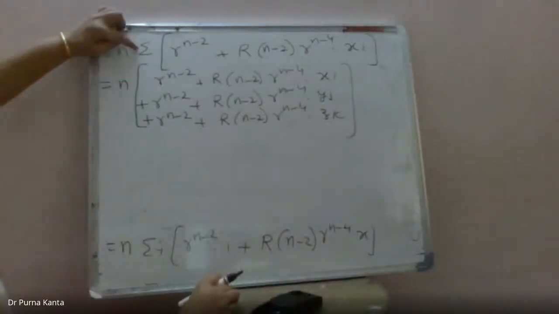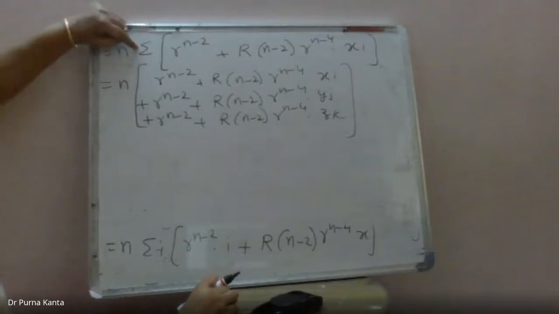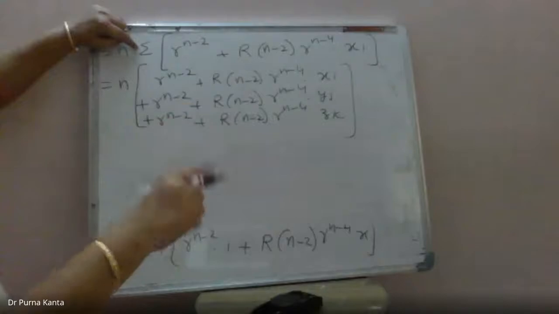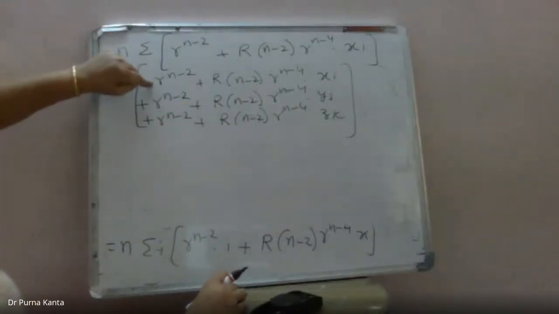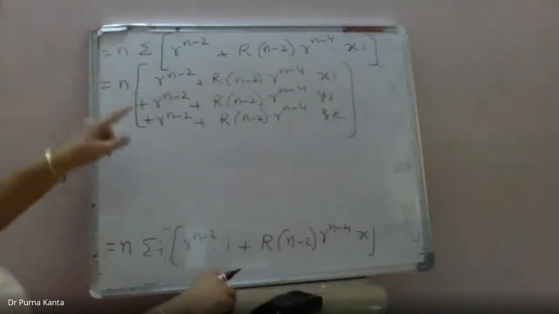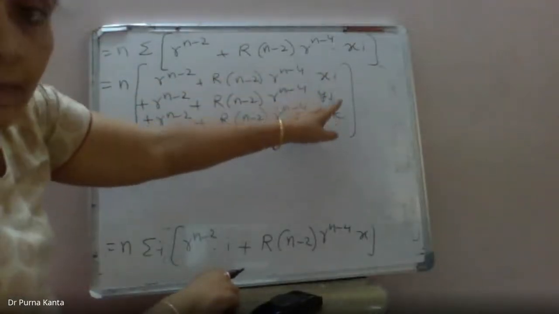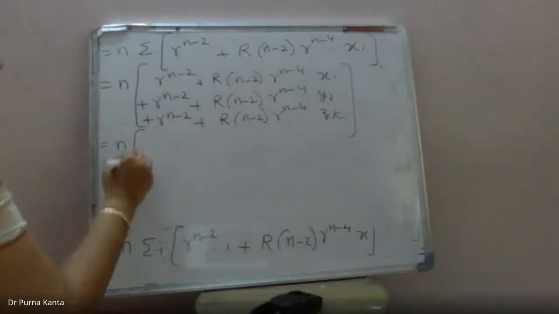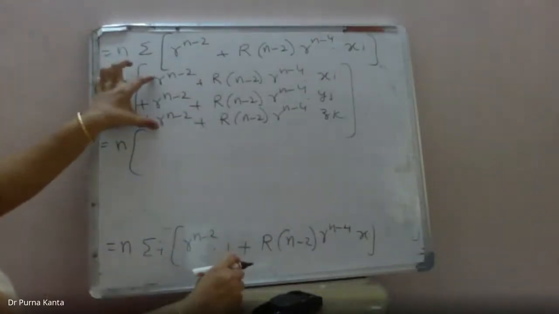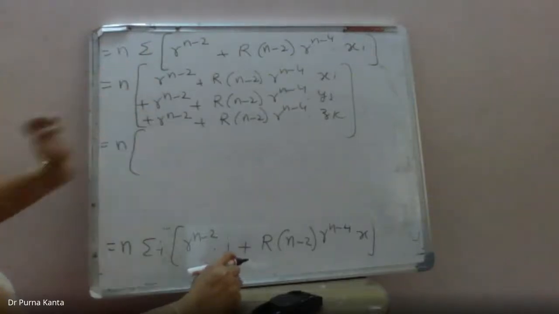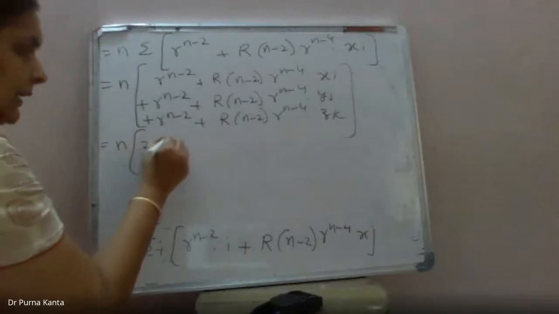See, I have expanded the sigma notation. What I told you in the last class, sigma notation means summation of all these terms with one cycle. So this is the first term. In the second term, we have replaced x by y, i by j. In the third term, y by z, j by k. One cycle we have repeated. So n into, how many terms did we get here? r power n minus 2, r power n minus 2, r power n minus 2, 3 r power n minus 2.